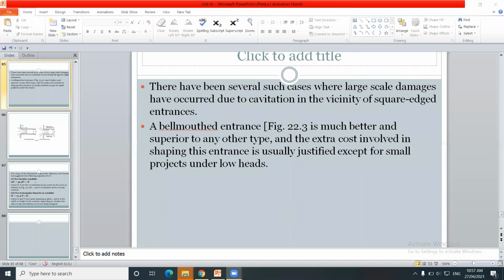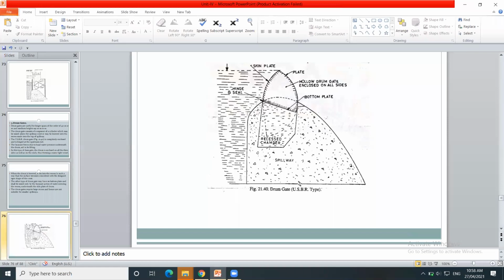So this is the outlet work to the dam. Similar outlet works through the dam. Any difficulty in this? Please ask. Similar outlet works through the dams.